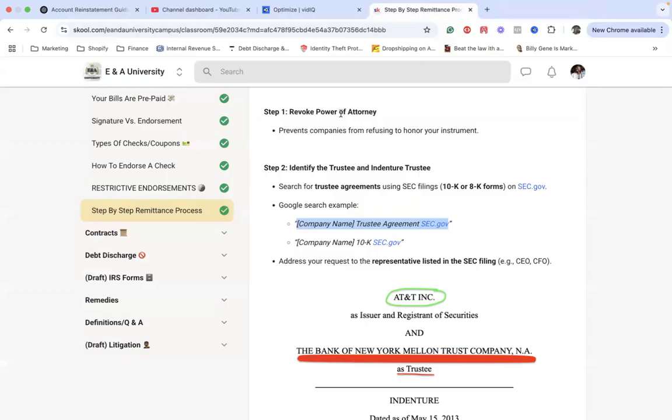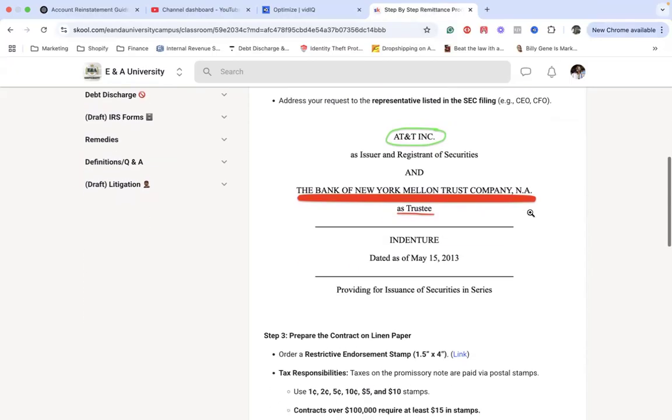You're going to be sending that power of attorney because, again, if you don't take away their power, they're just going to continue to abuse it. And once you send this in, and they don't follow course, then it's easier for you to hold them accountable.